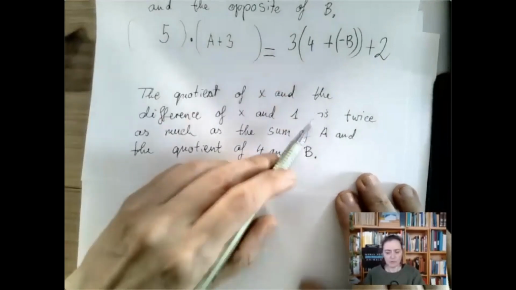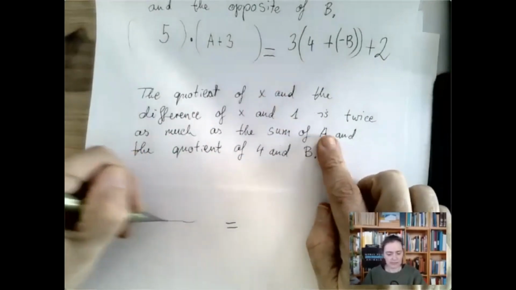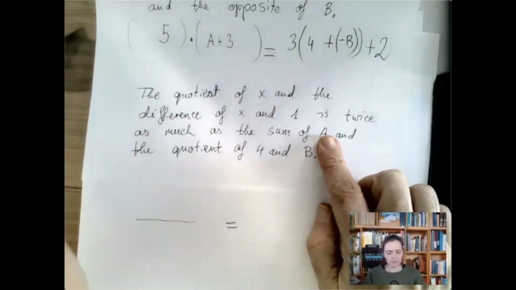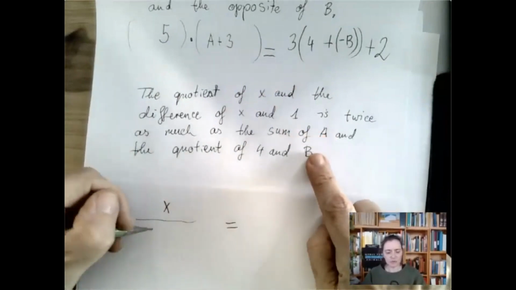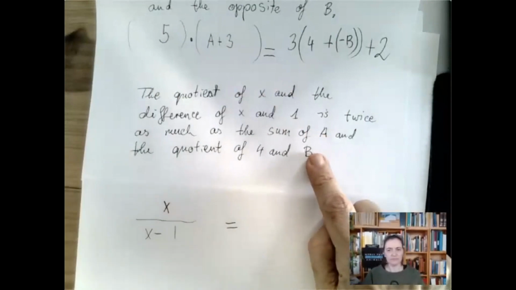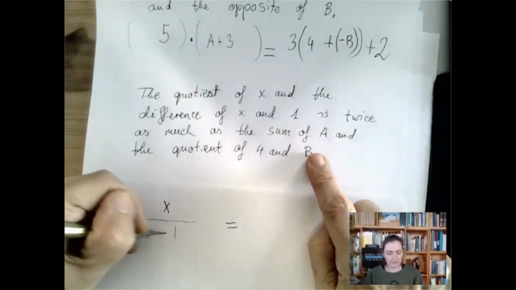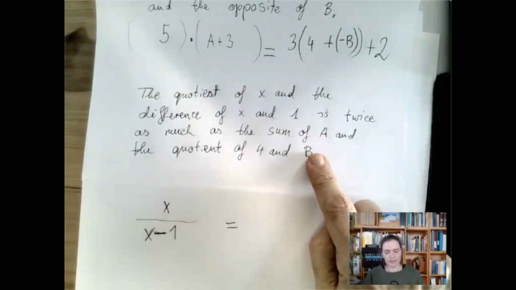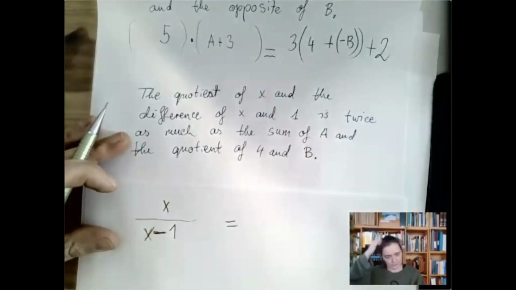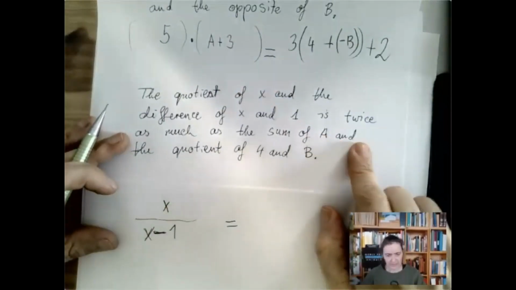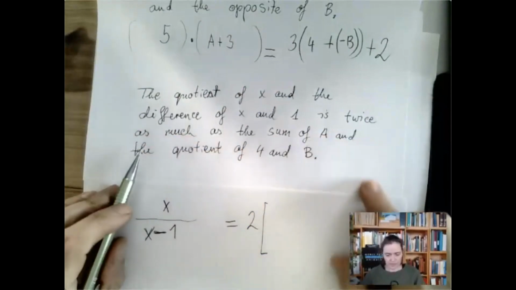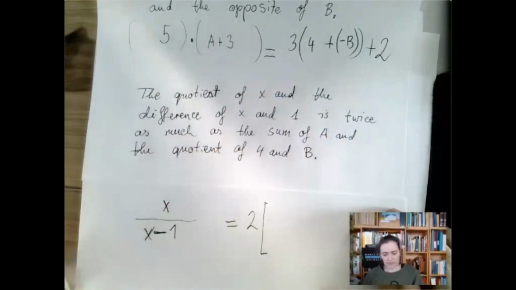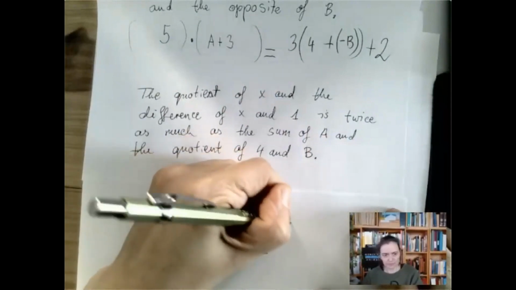So before the word is the quotient, okay, the quotient of x and the difference of x and 1. See, it's the difference of x and 1. It's very, very mechanical. Is twice as much as the sum of A and the quotient of 4 and B.